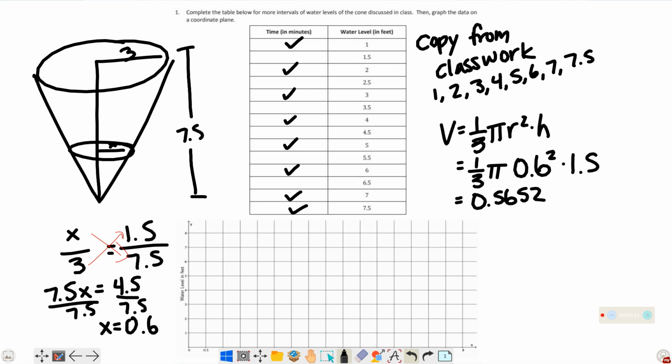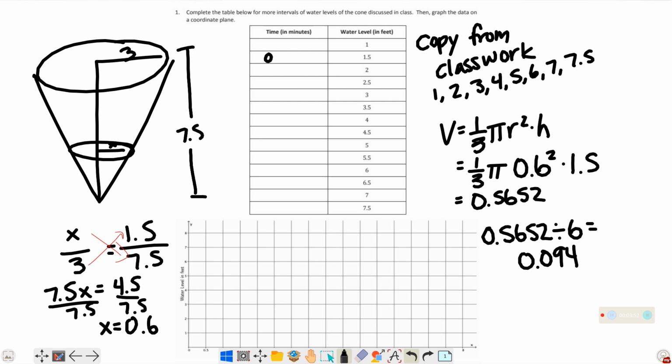But this is looking for time, and it told us in the problem that the cone was being filled at a specific rate, which is 6 cubic feet per minute. So we're going to divide our volume by 6 to figure out how many minutes it's going to take. And it says it's going to take 0.094 minutes. So put that in your table for 1.5.